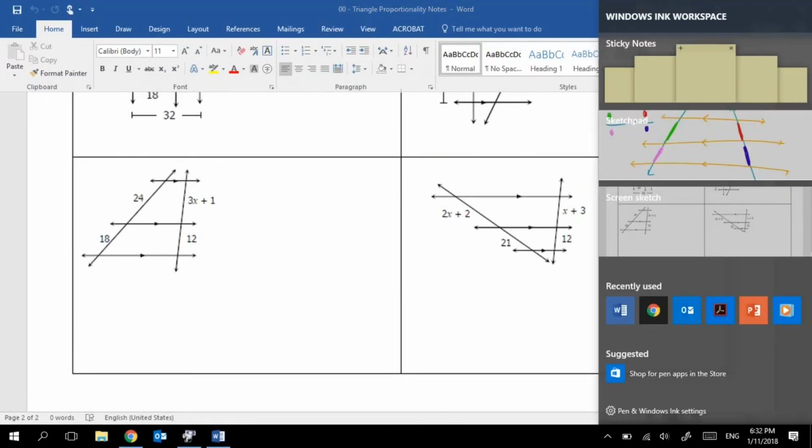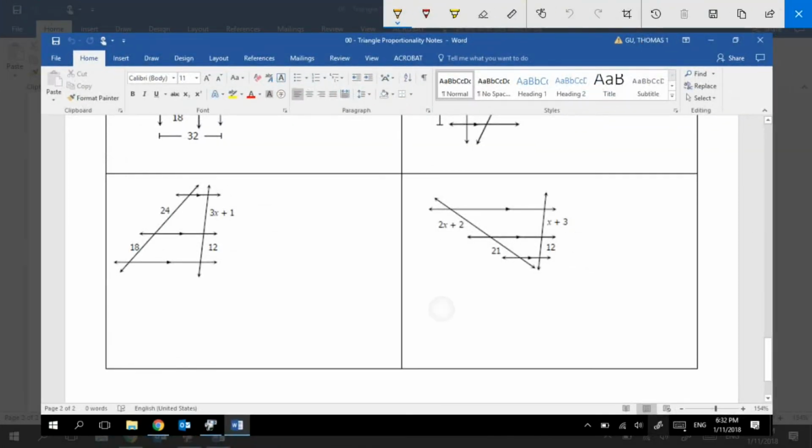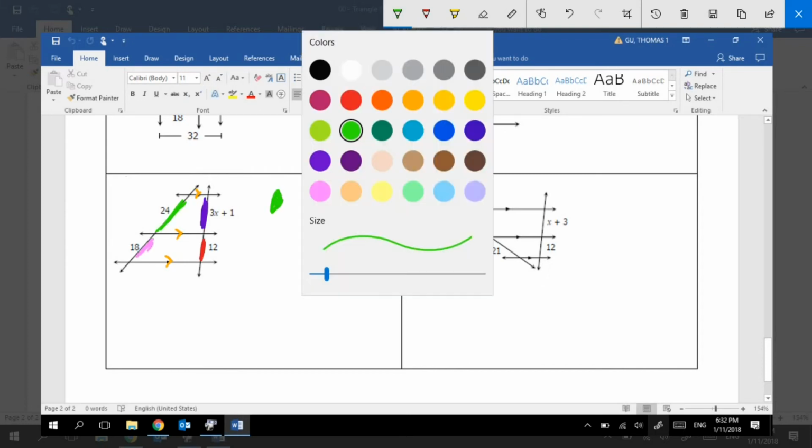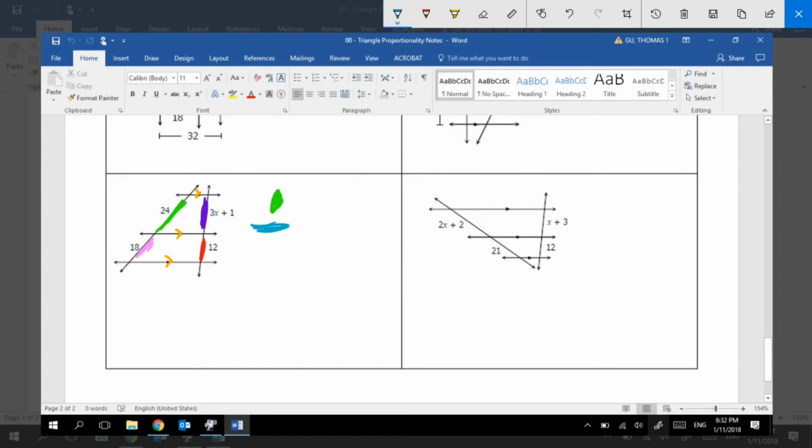Okay. Once again, do I have 3 parallel lines? Yes, I do. 1, 2, 3. Now, that means I can set up a proportion. So my proportion is going to be what color? Green. Over what color? Pink. Equals what color? Purple. Over which part? The red part. Bam.